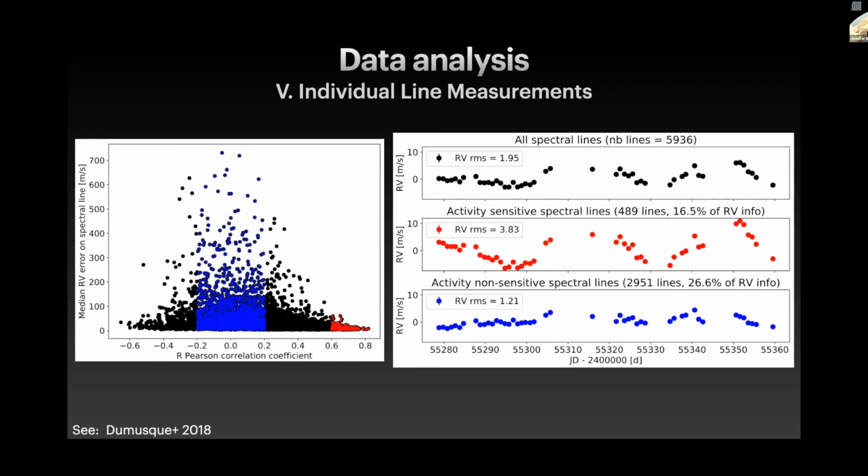But if we take just the lines that are from the center part of that scatter plot, the blue lines that don't show much correlation, then we get a much calmer RV time series, and the RV RMS drops down to about 1.2 meters per second. So there's still correlation, there's still activity. These lines are not perfectly independent of what the star's variability is doing, but this is a promising approach.